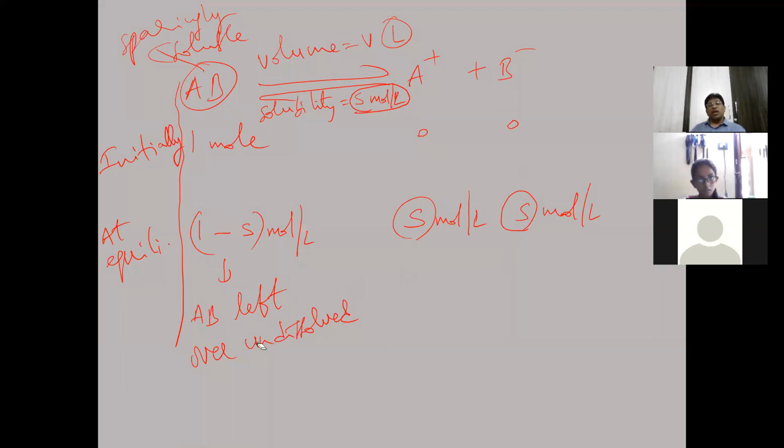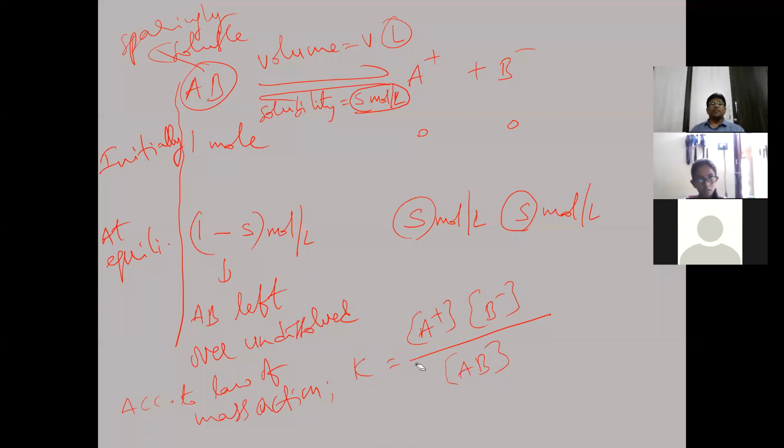Is that clear? Now according to the law of mass action, how do we write the equation? Tell me how to write the equation of the equilibrium constant K. K is equal to what we have here? A plus concentration into B minus concentration divided by the concentration of undissolved AB. So K is equal to A plus into B minus by AB concentration, according to the law of mass action.